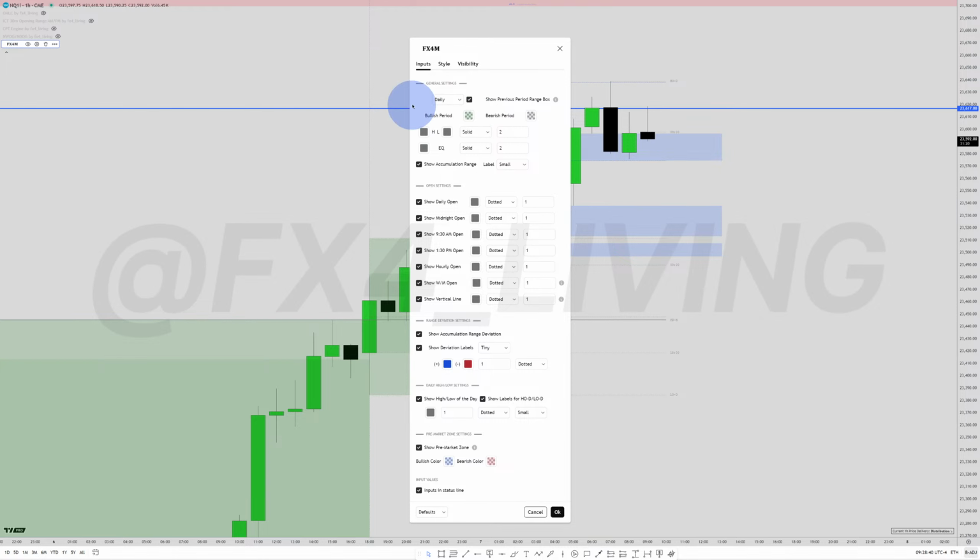That little section right there is basically just the previous day box, right? You can show accumulation range, high and low, equilibrium. You can change these settings and those colors the way you like. Label size, bullish period, bearish period. So if it's bullish, it's going to be like this, green. All these open lines right there, some of them have very specific conditions.